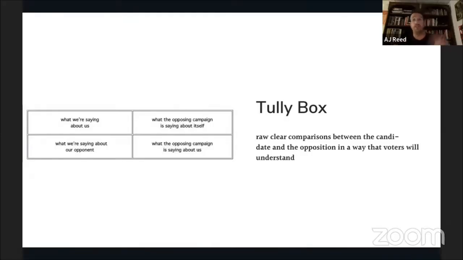So the two boxes on top are about us. We're thinking about how we think about us from a communication standpoint, and what our opposition thinks about us from our perspective. And the bottom two are the opposition. So what are we saying about the opposition? What's the opposition saying about us as well? When we talk about these four areas, then we can start crafting themes in our campaign.